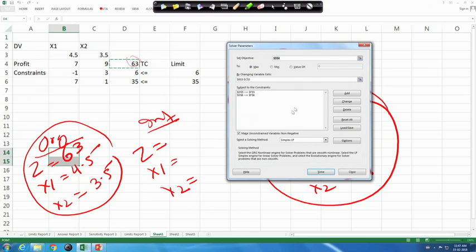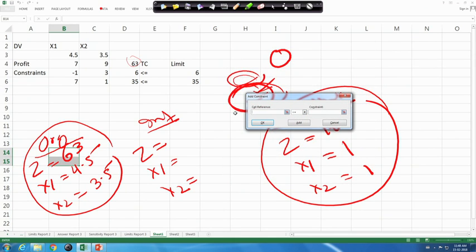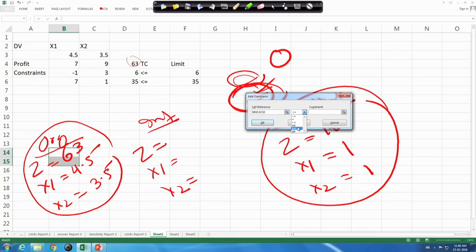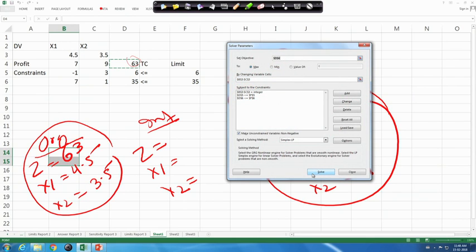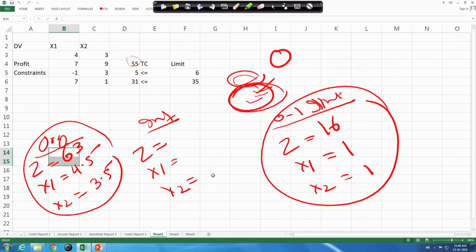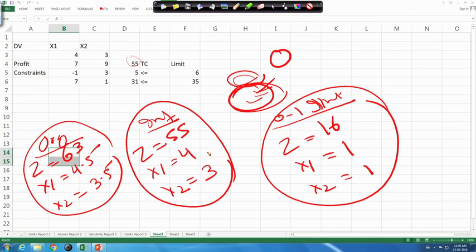For that, again we have to add a restriction. That means we have to go to add options, and then you choose the decision variables, that is x 1 and x 2, and now instead of binary, you put the integer type requirement, then you put OK, and then ask the solver to give the solutions. Now the solution is z equal to 55, x 1 equal to 4 and x 2 equal to 3. So this is the integer type solution.